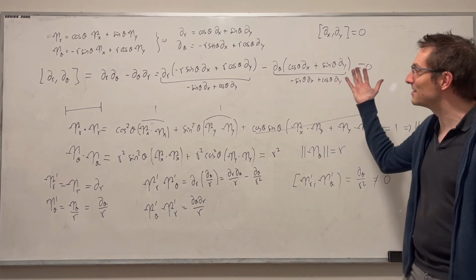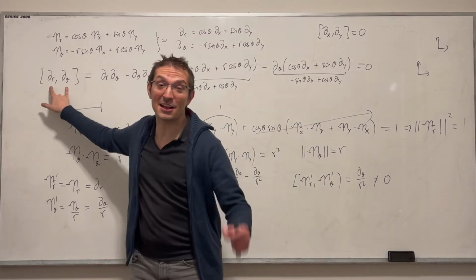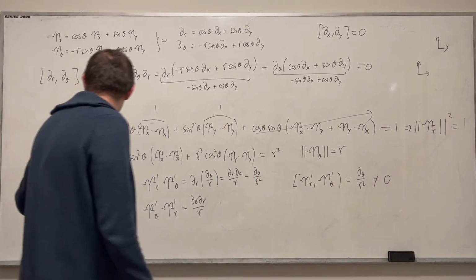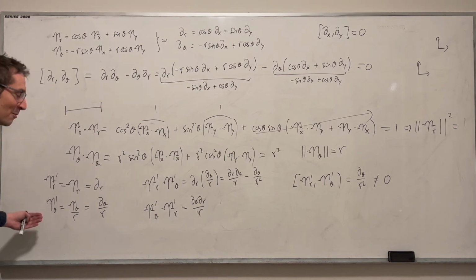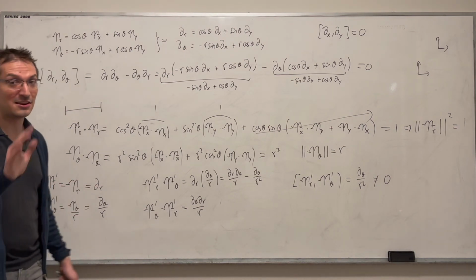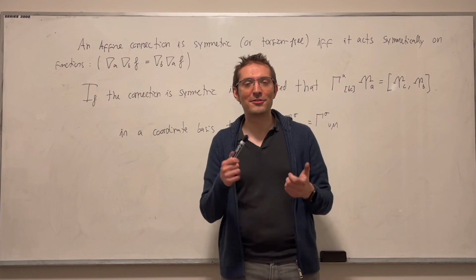Cartesian is a coordinate basis. Partial r and partial theta are a coordinate basis. The vectors that you actually use that are orthonormal in the direction of r and theta are not a coordinate basis. All right, this is it for the video.